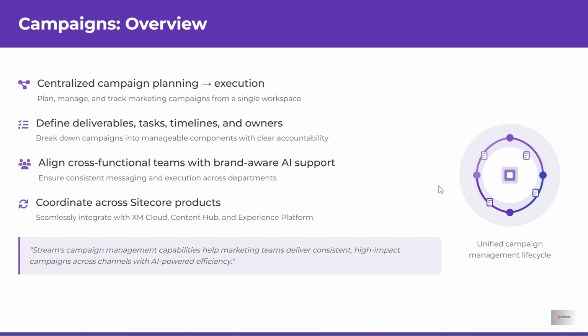Campaign management capability helps marketing team deliver consistent high impact campaigns across channels with AI powered efficiency. So as we again covered this point, it's a centralized campaign planning execution. Plan, manage, and track marketing campaigns from a single place. Define your deliverables, tasks, timelines, and assign them to the individuals, the owners, and break down your campaign into manageable components with clear accountability, like to the individual whoever is responsible for that particular task.